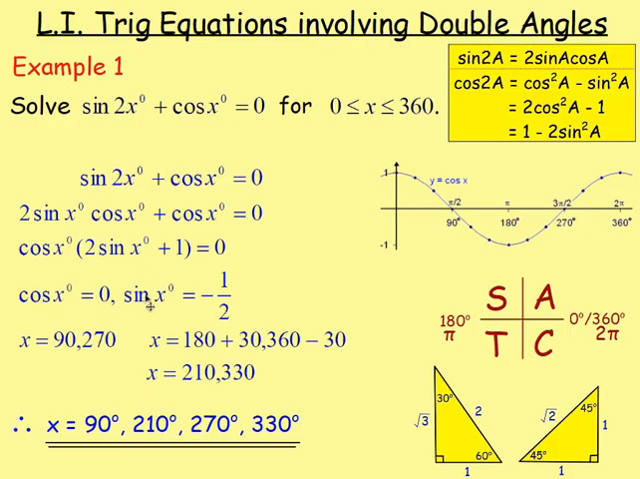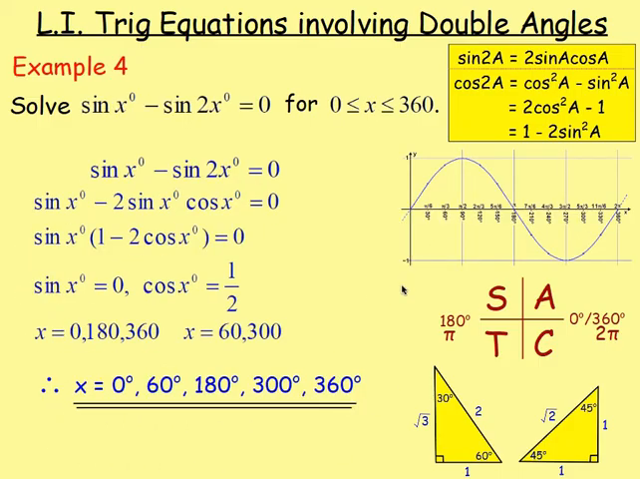Cos x would equal 0 here, and sine x was negative 1/2. Solve both of them using CAST or using the graphs, using your exact value triangles, and then sum up all the values that you would have.